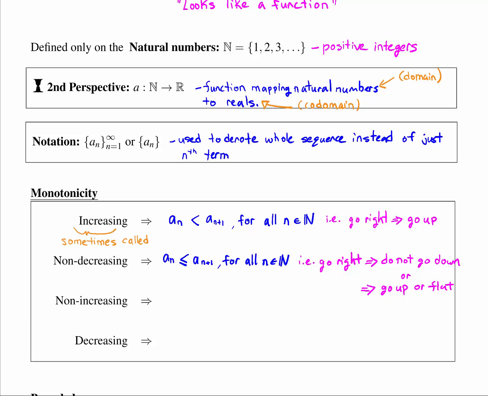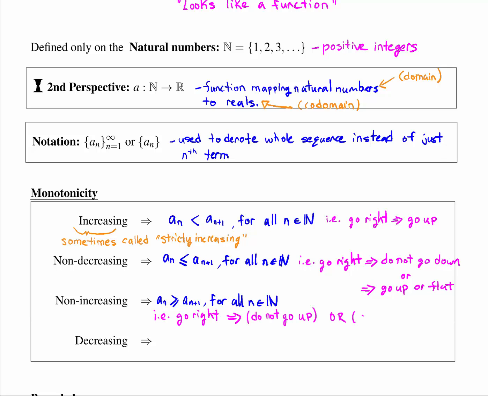Sometimes people say strictly increasing. However, we will not do that. Non-increasing then means that an is greater than or equal to an plus 1. If we go right, we do not go up. And finally, decreasing means an is greater than an plus 1. If we go right, we go down.